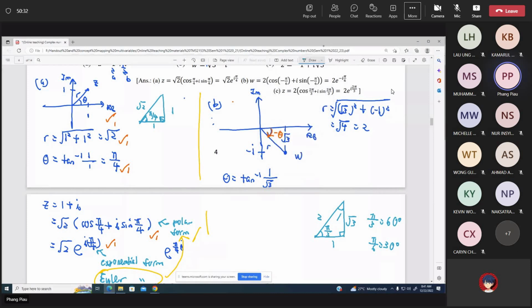Like this: pi over 3, pi over 6. So whenever you have this over this one, it is pi over 6. This is pi over 6.